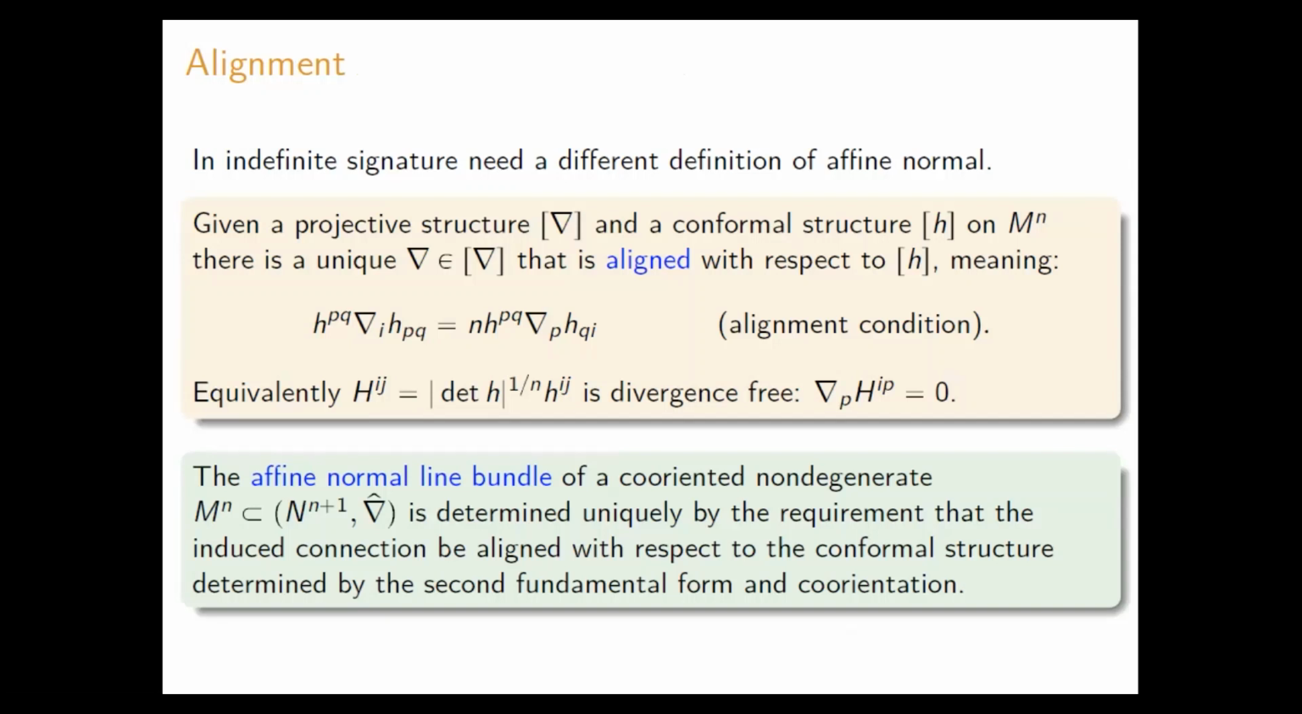The way to understand this condition is I look at the inverse metric and I multiply it by a term to make it not depend on the choice of the metric within the conformal class. That's the point. And I require that this tensor be divergence free. That's really what I'm doing. And that determines a unique representative. And so the affine normal line bundle is determined essentially by this condition.